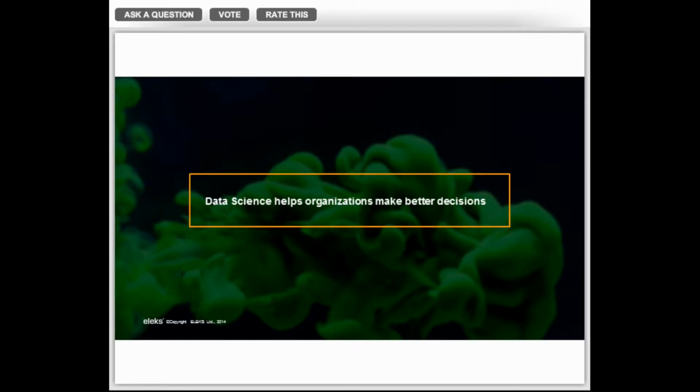Okay, so I just showed you about 5 slides on what is data science. But when I talk to companies, they ask me a question like, "Hey, that's been too much information. Can you describe in one short sentence what data science does for organizations?" And the simple answer is data science helps organizations make better decisions.